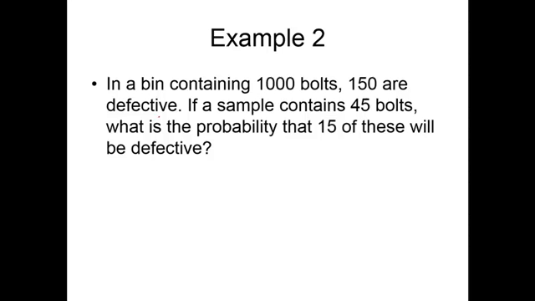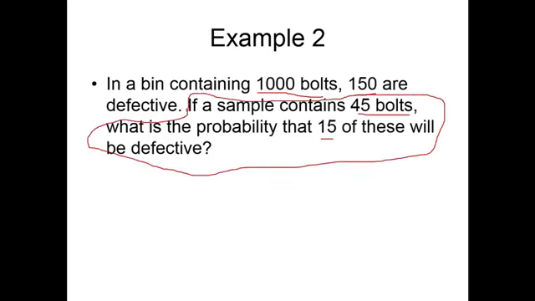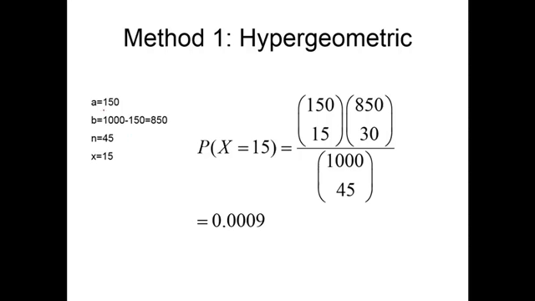Okay, number 2, in a bin containing 1,000 bolts, 150 are defective. A sample contains 45 bolts. What is the probability that 15 of these will be defective? So again, the way the question is phrased, a success is a bolt being defective. So we have 150 defective bolts. 1,000 minus 150, there are 850 that are not defective. Take a sample of 45. What's the probability that 15 of these are defective?